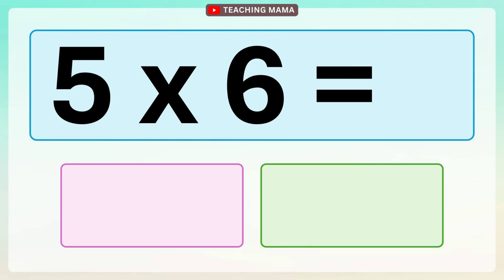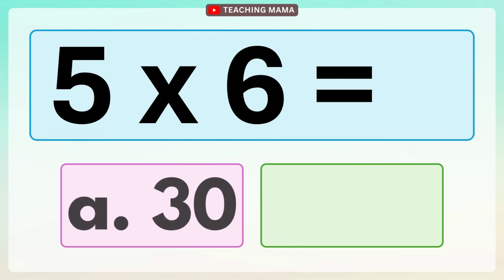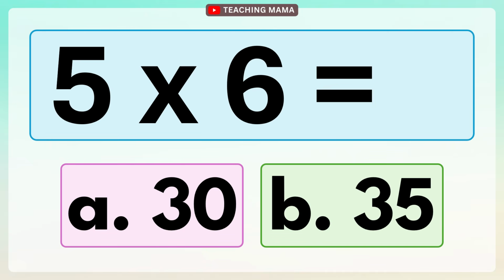5 times 6 equals A. 30 B. 35. What is the answer? A. 30.